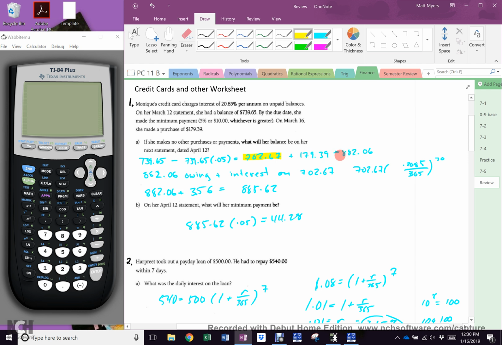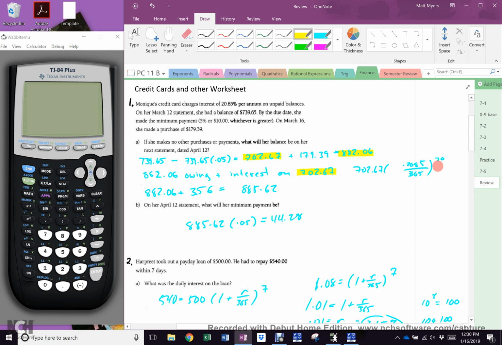So that is what she owed: $882.06. Is everybody good to there? That's how much she owed. But she also owes for interest on the unpaid part of her credit card. She gets a chance to pay off the $179. So she does interest on the $702, which I did right over here.